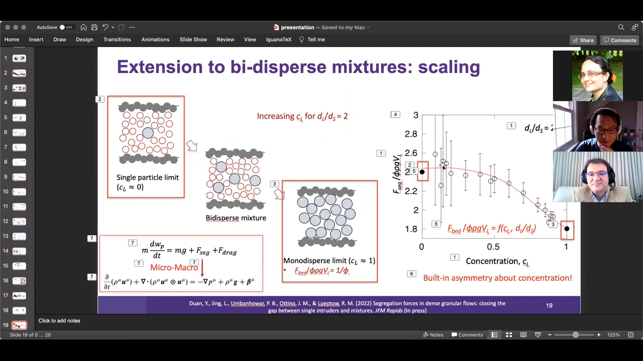It's slightly higher there than at. Do you think that is a physical prediction that you think is true, that actually adding more large particles will increase the segregation rate, or is that just something to do with the function you're using to fit?